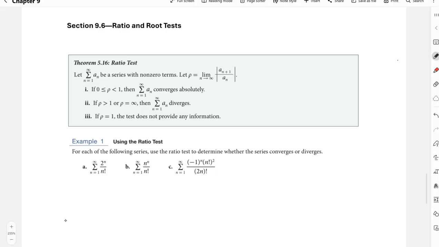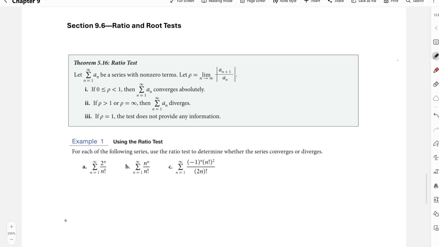So we're going to plug in n plus 1, and we're going to look at the ratio of a sub n plus 1 over a sub n. And this is typically going to be a complex fraction that we're going to have to simplify. We want to know what happens to rho, what happens to that limit of all of those positive terms, or the ratio of those terms.